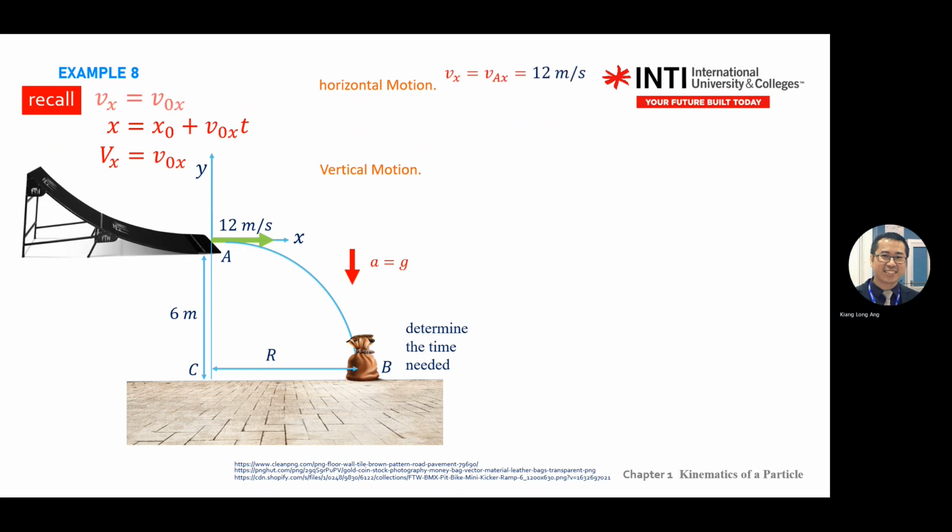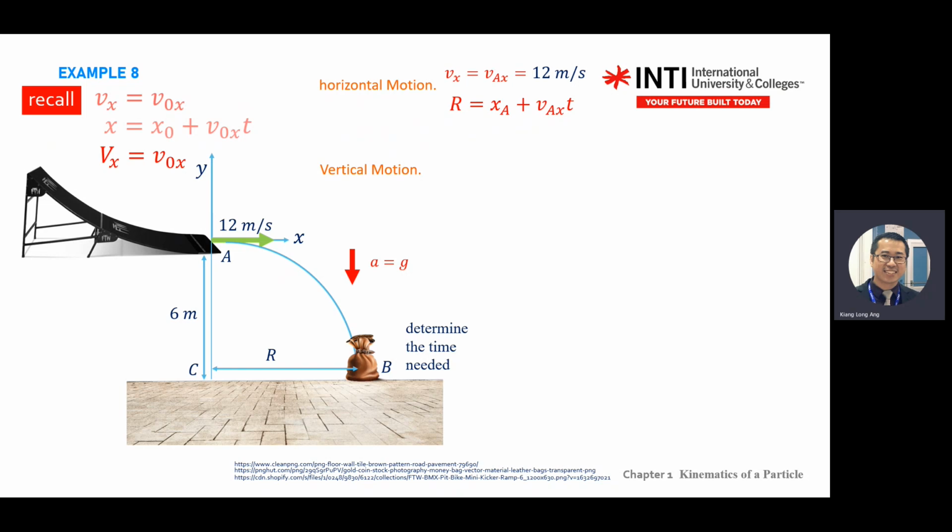So you know that the initial is 12 meter per second. So you know that initial Vox is 12. So your final velocity Vx equals 12. Then you modify the equation. You need to find the R here. The R actually is the location at B. You assume this one is 0, and this one is B. So I just put R as the final location.